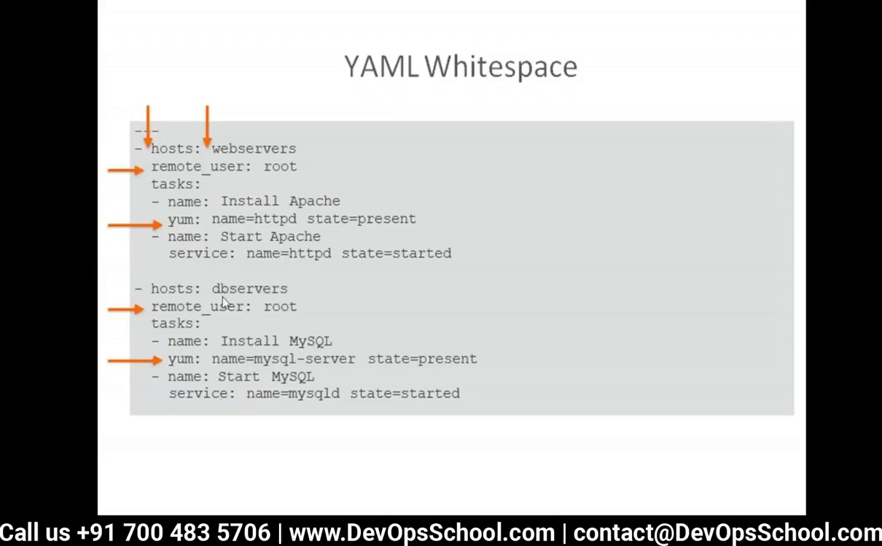Now let's look at this here. DB server is one group of the inventory. Remote user is root, and the name of the particular task is install MySQL, whereas yum is a module, name is a parameter, service is a module, name is a parameter, like that. So this is your YAML. This is the way we write a playbook. Make sense? Any questions? Confusing?